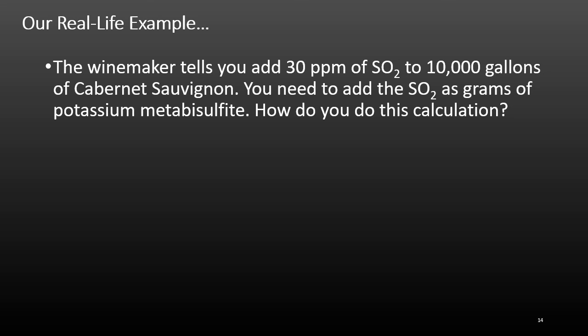So let's do our real life example. We're going to add 30 parts per million to 10,000 gallons. So 30 ppm equals 30 milligrams per liter. You've memorized that. Times 10,000 gallons, that's our volume of our wine. We need to convert that to liters, so we will use our 3.78 liters per gallon conversion factor.